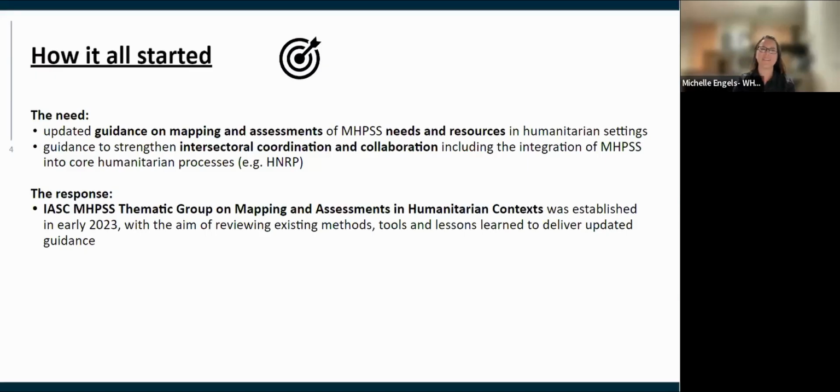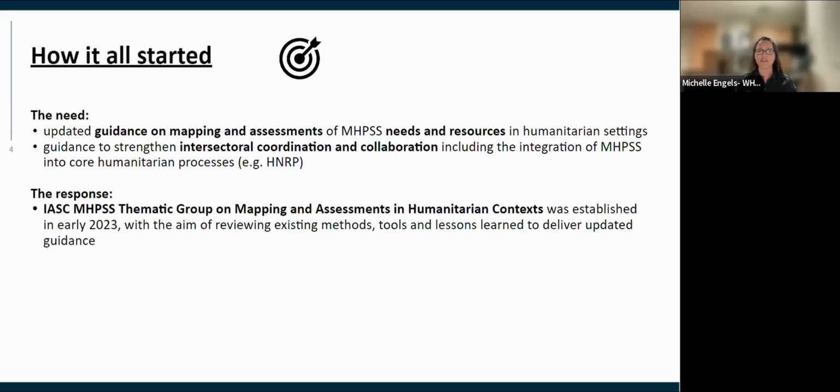Thank you very much, Quiva. Yeah, so I would like to give you a bit of an overview of the various steps we undertook. But first of all, as Fahmi was highlighting, ultimately a need was identified for updated guidance on mapping and assessments of MHPSS needs and resources in humanitarian settings. So we know that we have the WHO and UNHCR assessment toolkit that was released back in 2012, but 10 plus years have passed since that was last released.